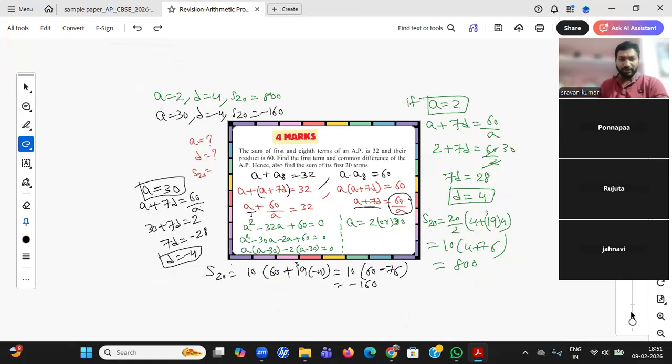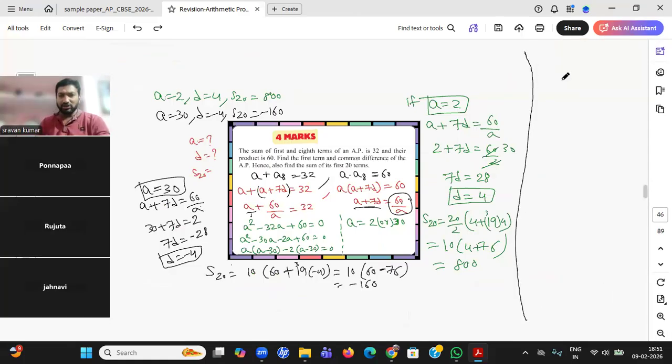Okay, you see, student, you are doing it in the way which you are doing. Okay, right now I got the idea. I have done it, so let me see. Some students have done like this: 2a plus 7d equal to 32. Here, a square plus 7ad equal to 60. How will you get it?